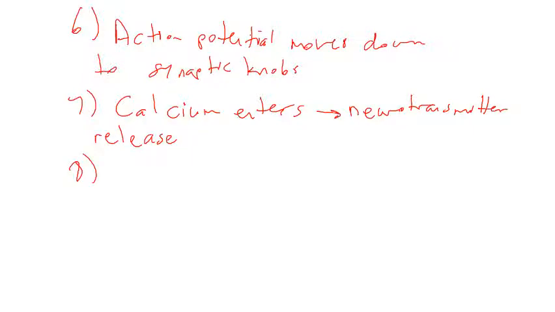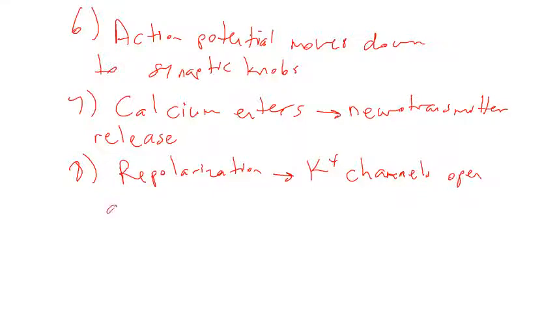Okay, now the inside is positive, but we want to get it back to negative. Getting it back to negative is called repolarization. So repolarization is when the potassium channels open. So these are also voltage gated. And so the positive charges leave the cell and the inside goes back to negative. And that is it.